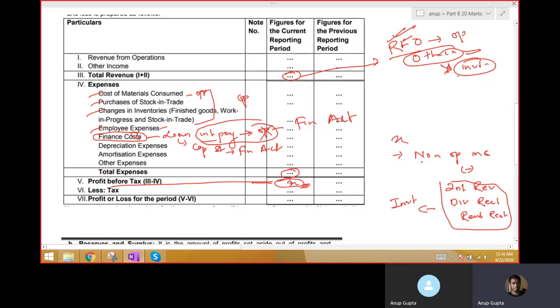So interest paid will be added. Interest received will be subtracted. Interest paid will be added. Where? I'll tell you.